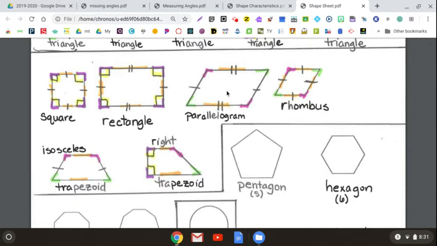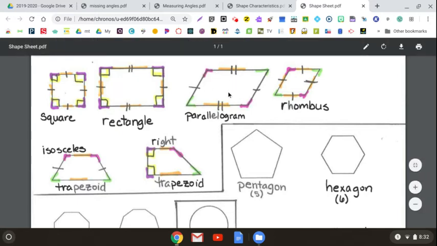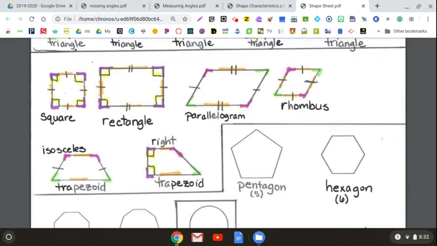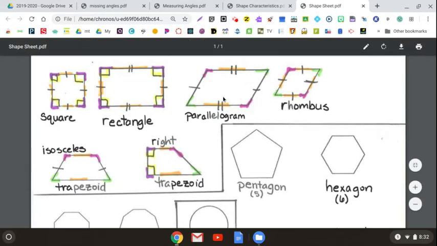Moving along here, we have the parallelogram. This looks a lot like a rectangle, except it's leaning. Look at its angles. It's exactly like the rectangle, except it's leaning. Its angles are not 90 degrees. It has two obtuse and two acute. Opposite sides are equal and parallel.